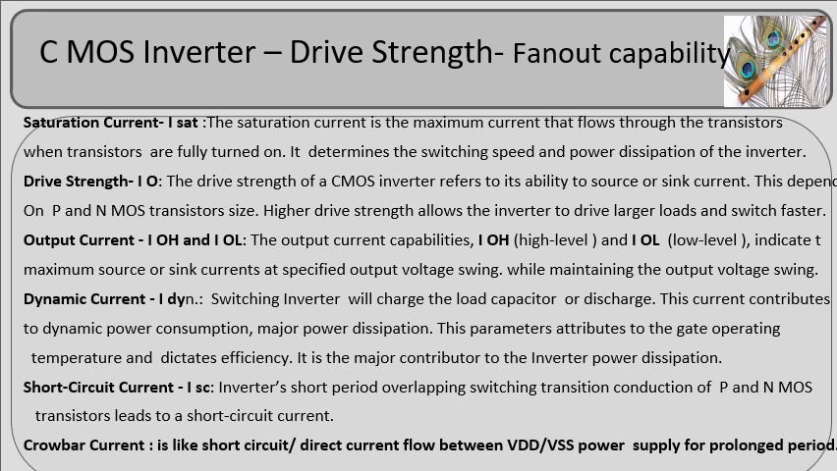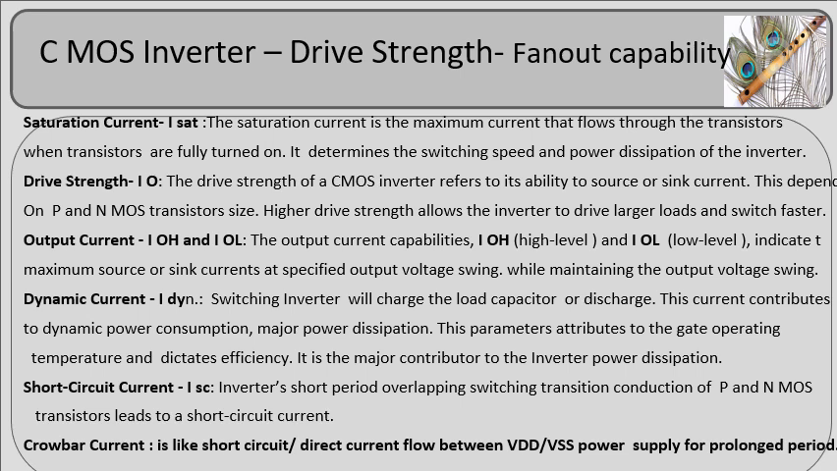The current drive strength of an inverter depends on MOSFET structural properties like carrier mobility, oxide permittivity, thin oxide thickness, length, and width of the gate. The drive strength is defined in terms of fan-out capability.